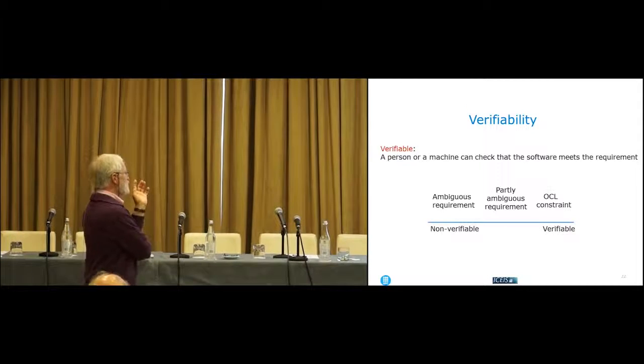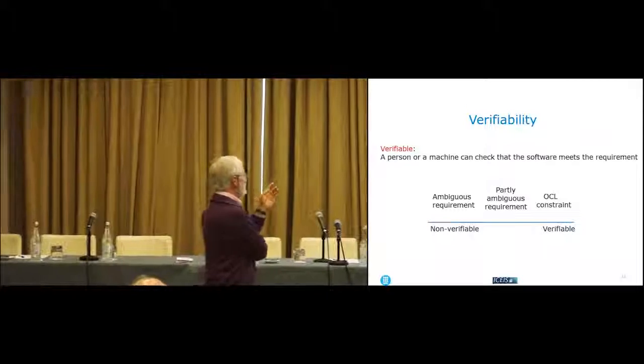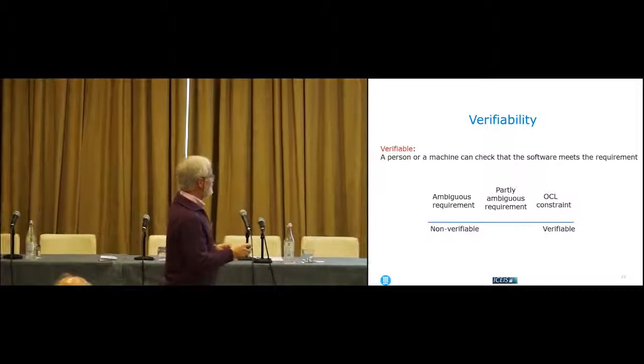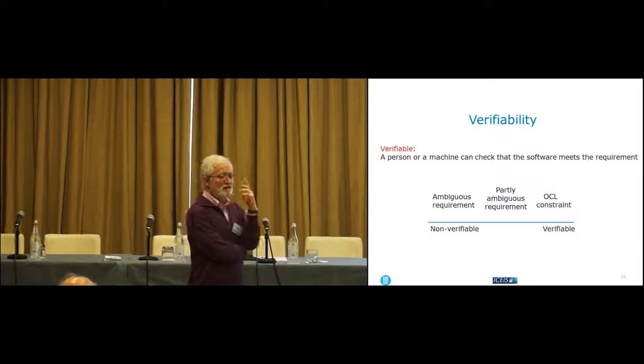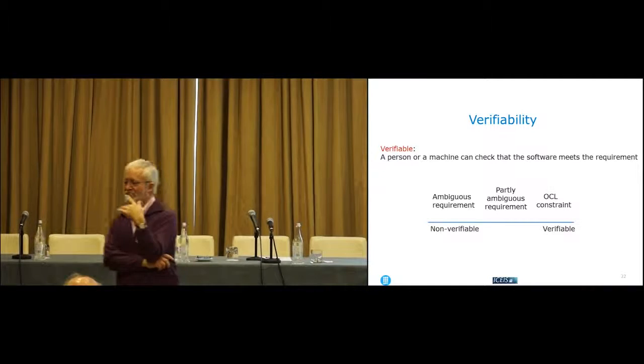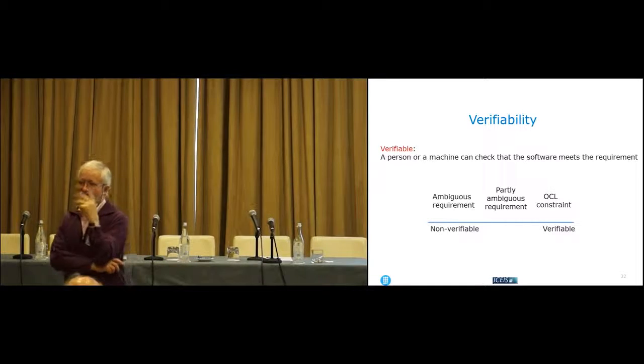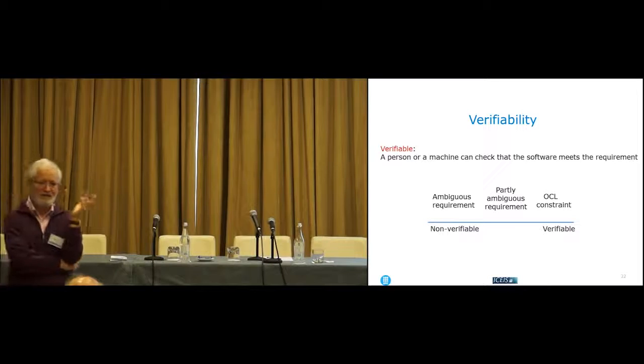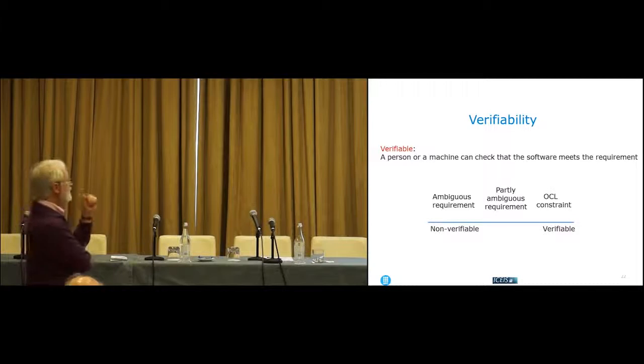And it's not a binary classification because we have non-verifiable requirements, like, for instance, an ambiguous requirement. An ambiguous requirement, by definition, is not verifiable because it admits several interpretations. So exactly what should I verify? What should I look at in the software?